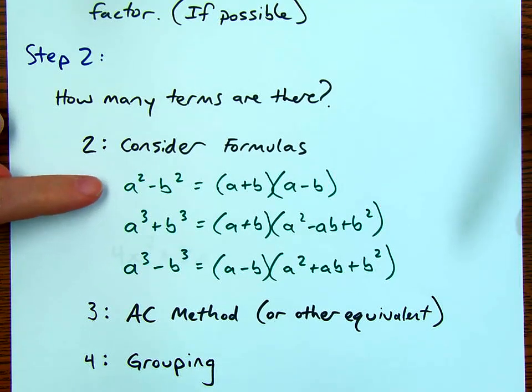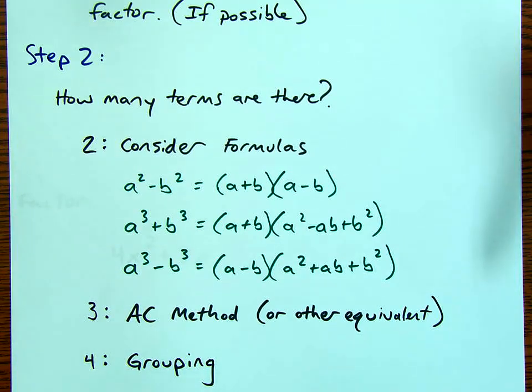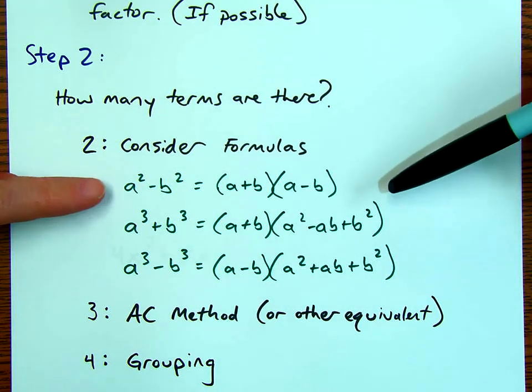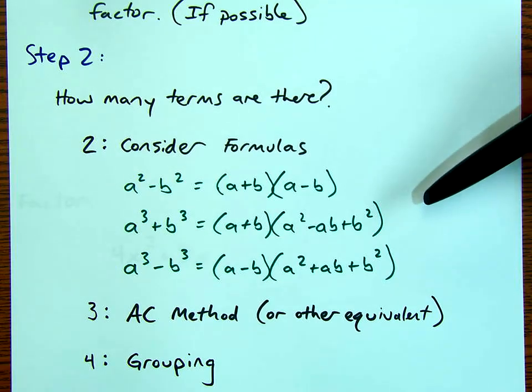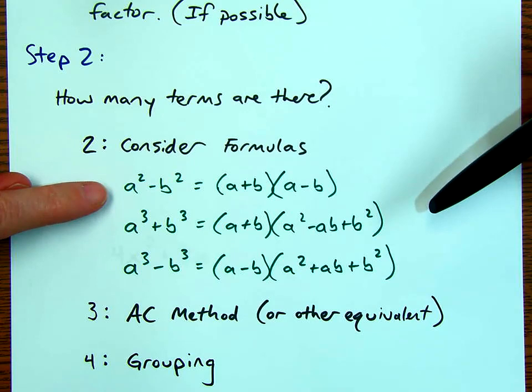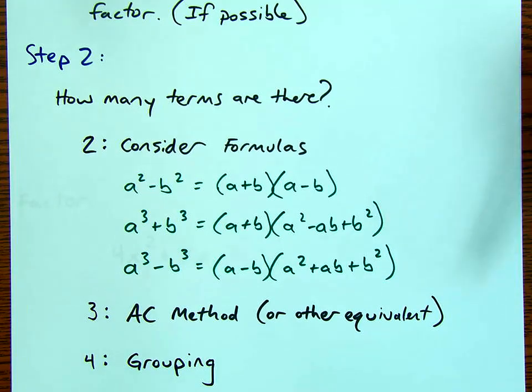So the first one is what we would call the difference of two squares, and then we have the sum and difference of two cubes. Now, keep in mind that there is no sum of two squares formula. So if we're being asked to factor a two-termed expression where each term is a perfect square, but they're being added together, it just doesn't factor. There is no formula for it because it doesn't work.